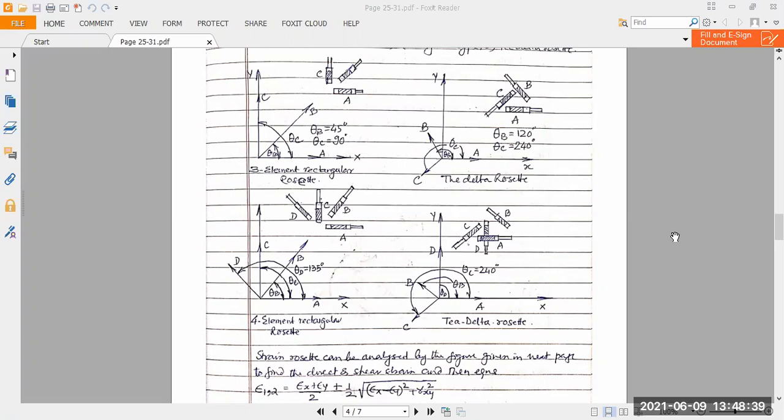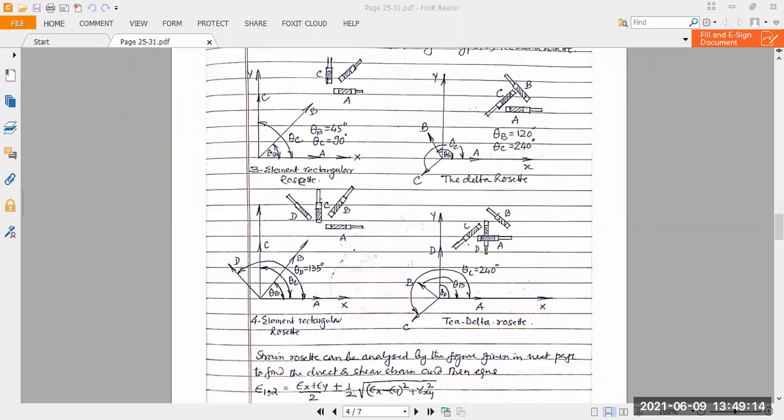That elongation is given as epsilon r equals epsilon x cos square theta plus epsilon y sin square theta plus gamma xy sin theta cos theta, where epsilon x is the strain along X axis, epsilon y is the strain along Y axis, and theta is the angle between the line of action before and after the elongation, and gamma xy is the shear strain along the XY axis itself.